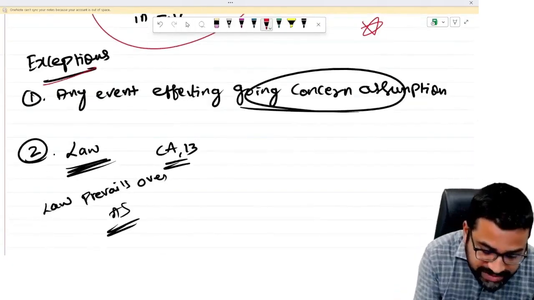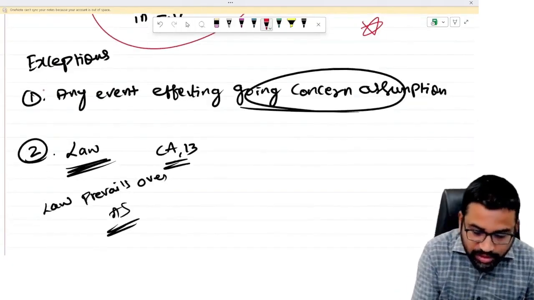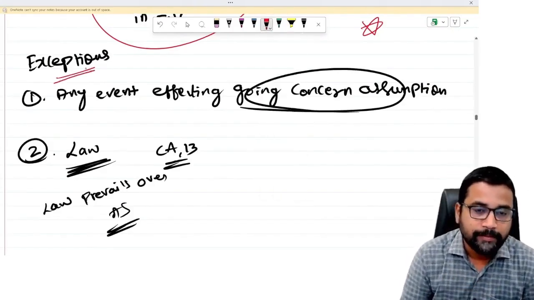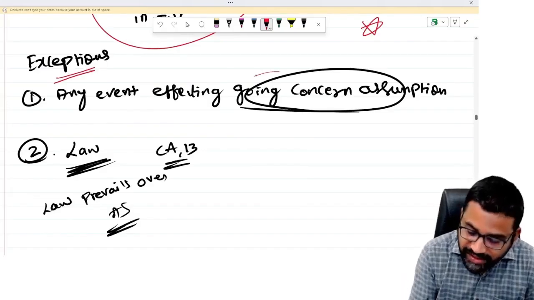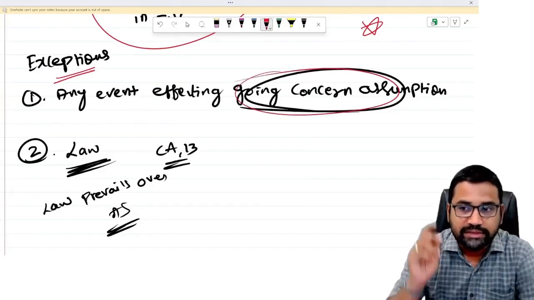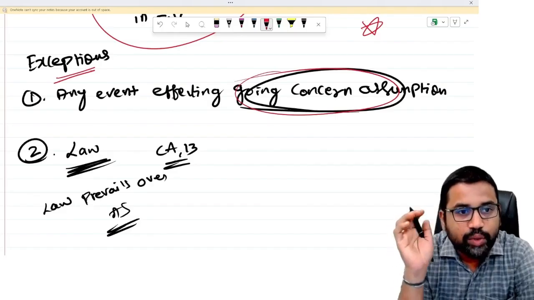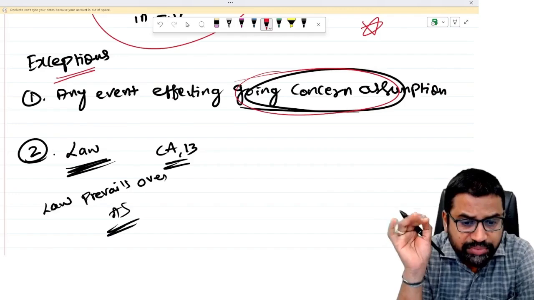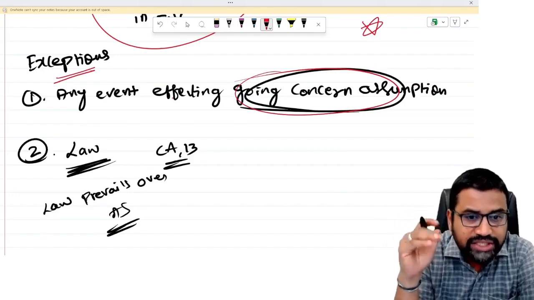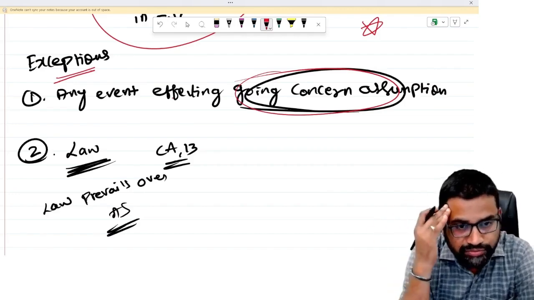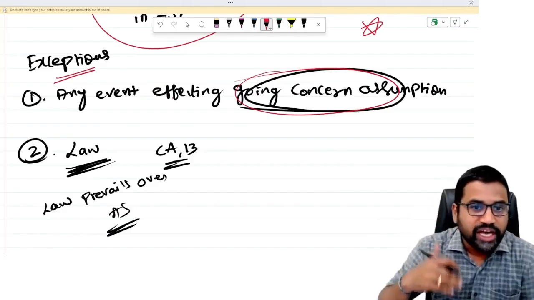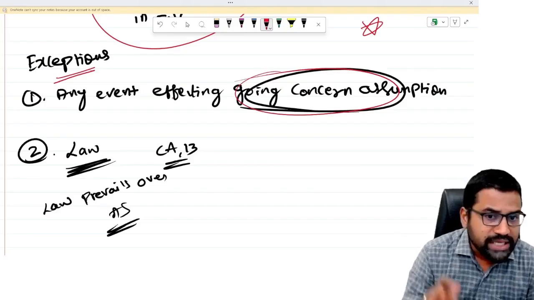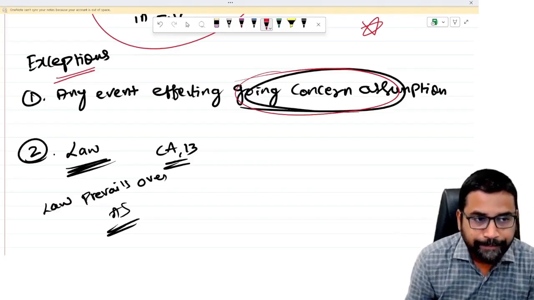Now there are certain exceptions, sir. What are the exceptions here? See, exceptions to AS 4. Any event affecting the going concern assumption, important, listen. Sir, any event which is affecting the going concern assumption. See, generally when we prepare financial statements, we assume that the organization will continue for the foreseeable future. That means the going concern assumption: neither the intention nor the necessity to curtail its operations. Based on that, we prepare financial statements, right?